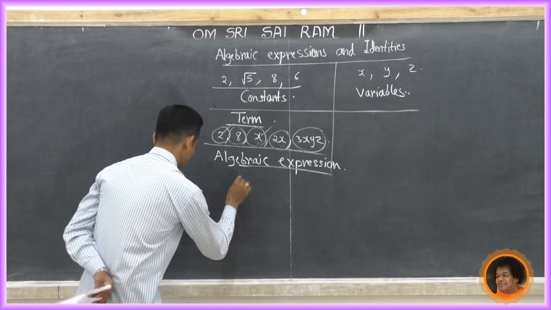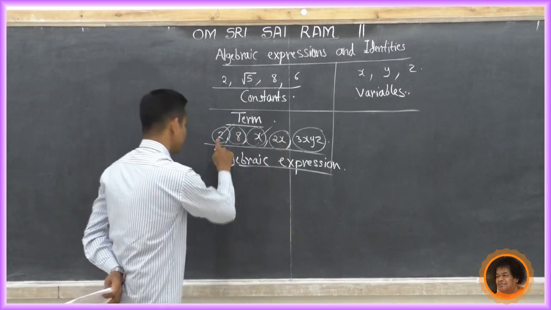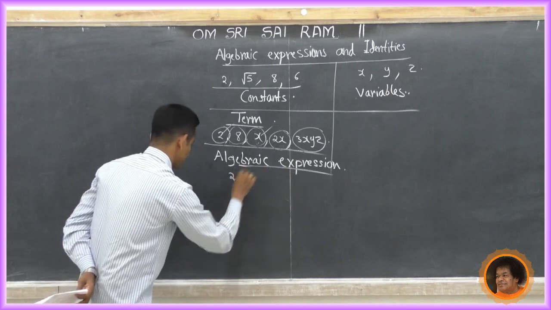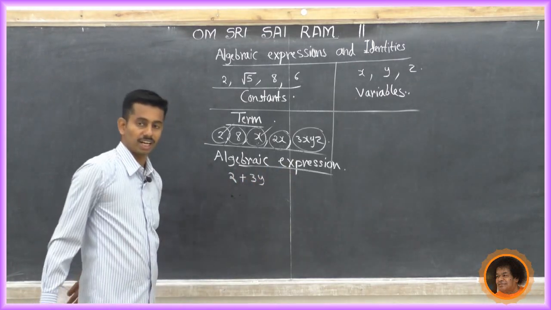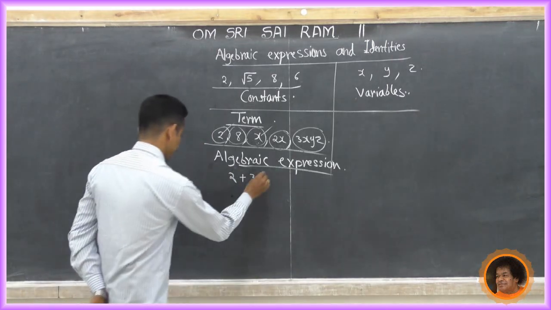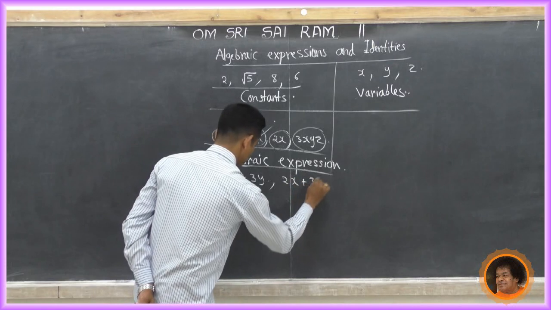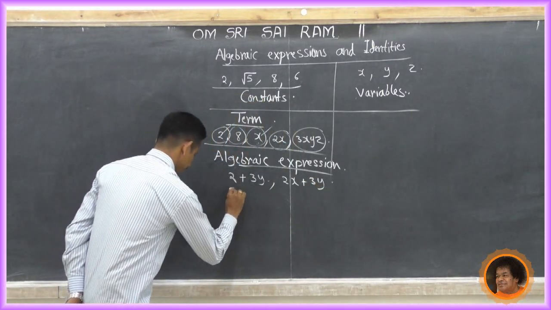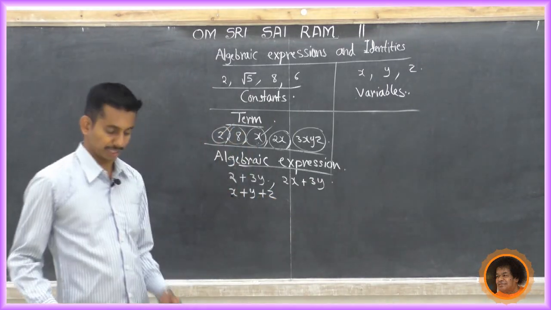Why? Because, for example, 2 is a term, 2x is a term, and this is also an algebraic expression. 2 plus 3y is an algebraic expression. Another example, 2x plus 3y is also an algebraic expression. Or x plus y plus z is also an algebraic expression.